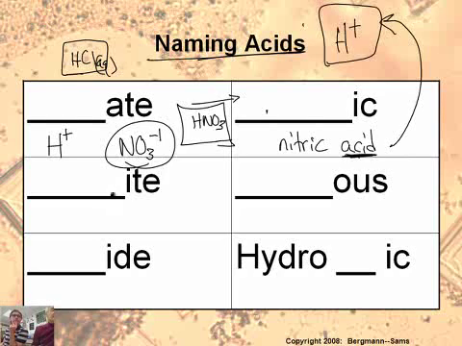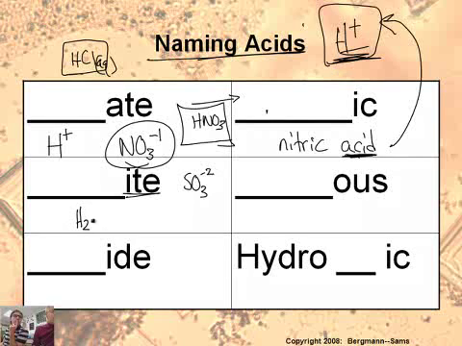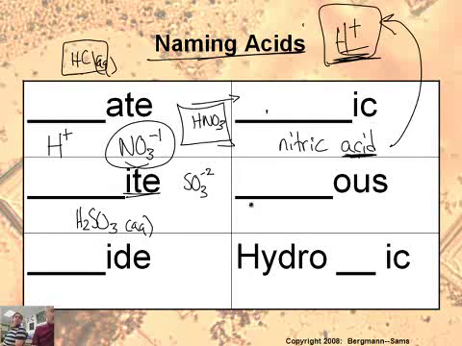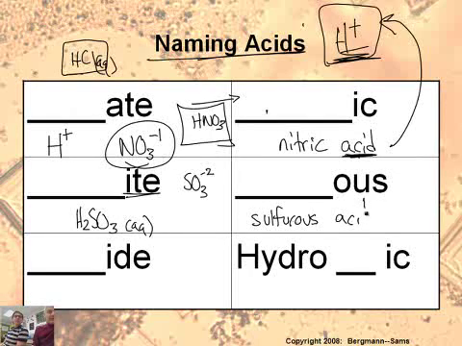Let's do an example of the -ite. Let's say we do sulfite. If you recall from your polyatomic ions, sulfite is SO3 negative 2. Now, of course, to make it an acid, you've got to react it with H positive, so that's H2SO3. Again, it has to be aqueous, so let's throw that in there. Its name is -ite, so sulfite becomes sulfurous acid. It's not sulfus acid. We put the r back in there from sulfur.